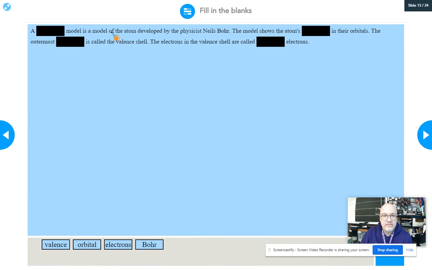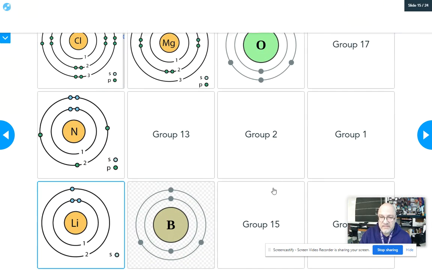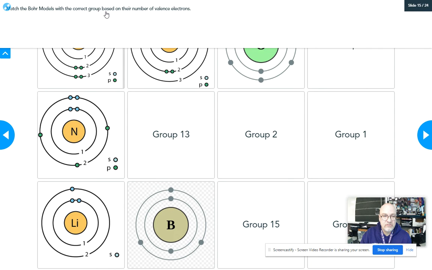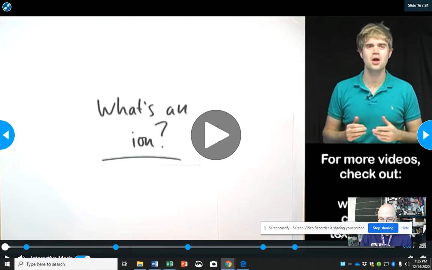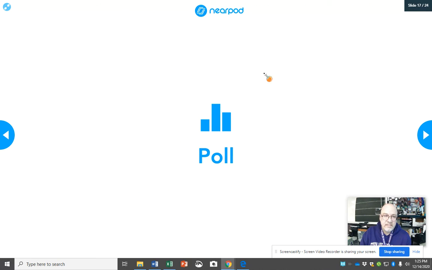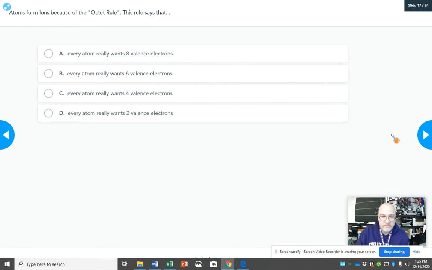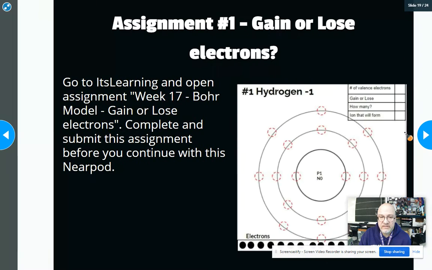When you have your notes, you'll be able to fill in these blanks. You'll be able to match these up. All right, so match the group based on valence electrons. Tyler video, you're going to go through and answer a couple questions here along the way. Here's a question about the octet rule, and Tyler goes over that in his video. Some more matching, what's going to lose 2 electrons, what's going to gain 2 electrons, etc.